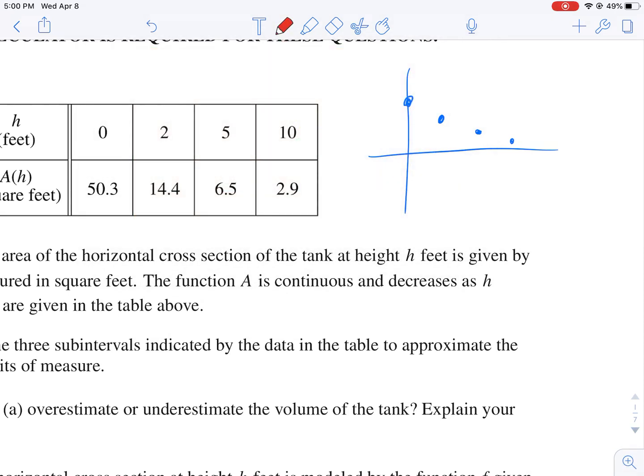And then you can just draw the rectangles using a LRAM. So we have a rectangle from here to here, but we're going to use the left endpoint like that. And then we have this rectangle, and then we have this rectangle. So the base length right here is the difference between these two things. And then the height, if we're looking from 0 to 2, is going to be the left endpoint of that interval, so it would be that height. So that's what we're looking for there from a data table.